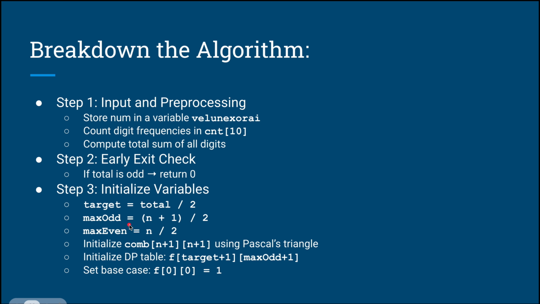Then in step 3, we initialize the variables: target as total by 2, max odd as (n plus 1) by 2, max even as n by 2, and then we initialize the combination table of n plus 1 using Pascal's triangle. Then we initialize the dp table, like function of target plus 1 and max odd plus 1, because we have to take plus 1. Then we set the base case, dp 0 0 equal to 1.